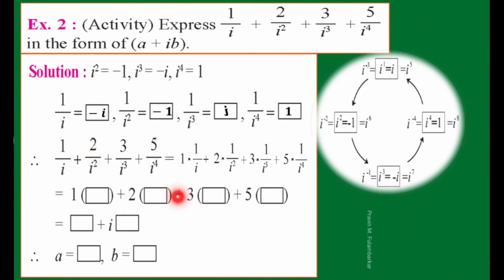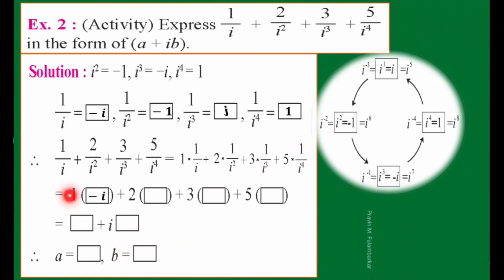So 1 by i can be written as 1 into 1 by i. This 2 by i square can be written as 2 into 1 by i square. And this 3 by i cube can be written as 3 into 1 by i cube. And this 5 upon i raised to the power 4 can be written as 5 into 1 upon i raised to the power 4. Now we have already found these values: 1 by i, 1 by i square, 1 by i cube, 1 by i raised to the power 4, which are minus i, minus 1, i, 1. So we write here in these 4 boxes these values.